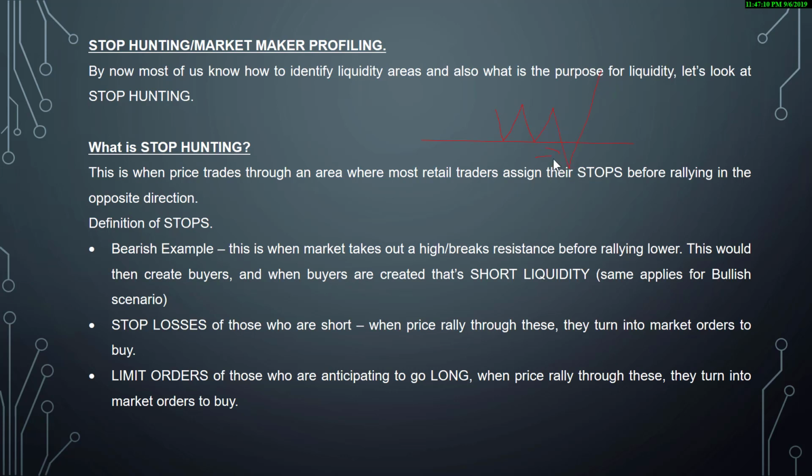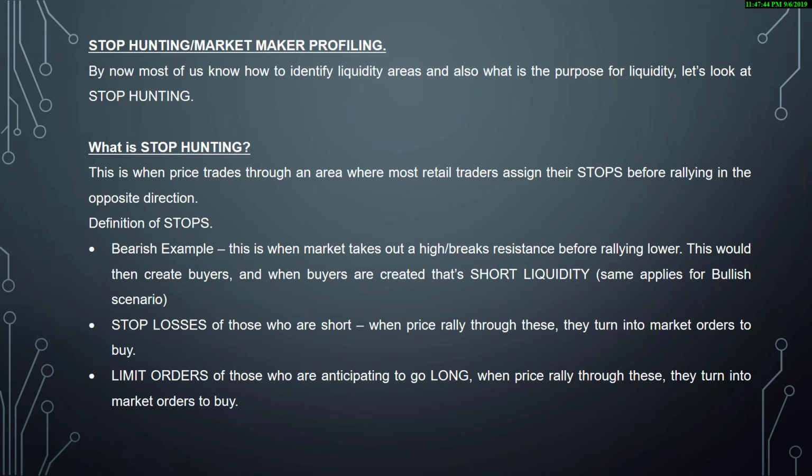So all the stops down here, the limit orders here, remember this is X, a liquidity pool area of interest. You see, so when market rallies through, closes above, all the way to the moon, that's the bullish scenario. You see, there's a stop. Stop loss is for those who are short. When price rallies through this, they turn into market orders to buy.